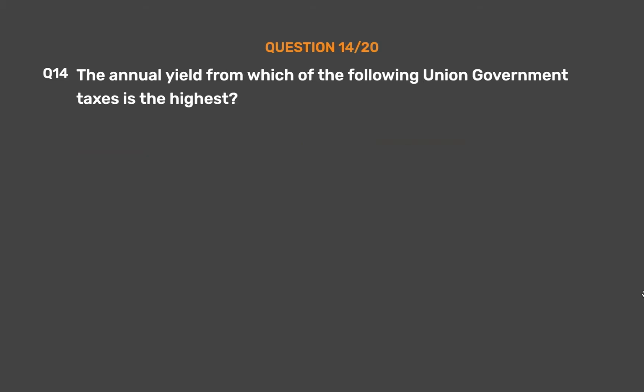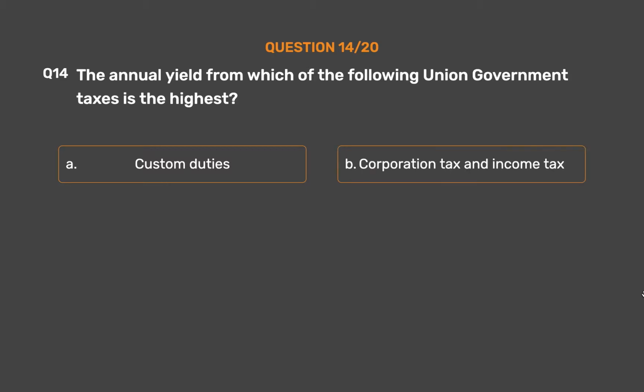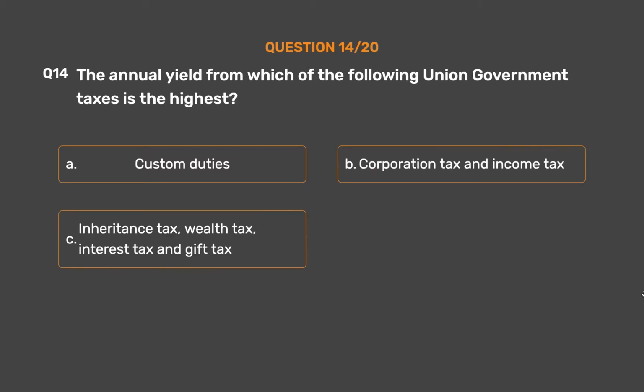Question number 14. The annual yield from which of the following union government taxes is the highest? Option A, Custom duties. Option B, Corporation tax and income tax. Option C, Inheritance tax, wealth tax, interest tax and gift tax. Option D, Excise duties.